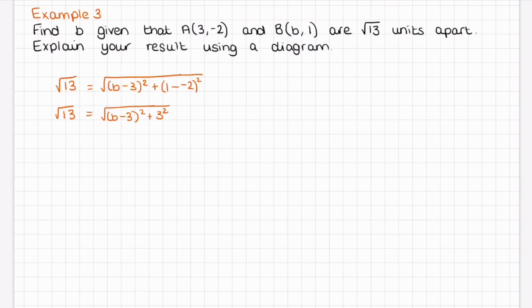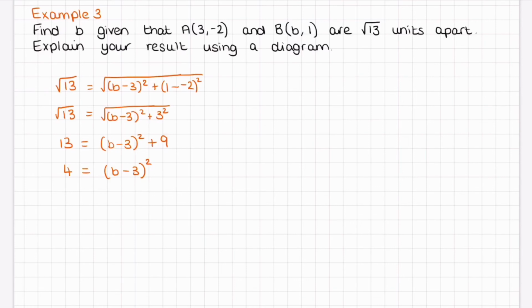Now, because both sides are square rooted already, we can square both sides, which means we'll end up with 13 equals b minus 3 all squared plus 3 squared, which is 9. Minus 9 from both sides, we'll get 4 equals b minus 3 all squared. Now take the square root of both sides to get rid of that squared. This is where, if you've made a mistake, you will have gone wrong.